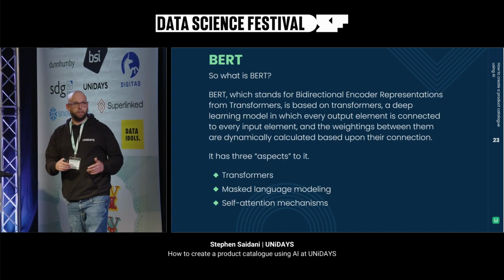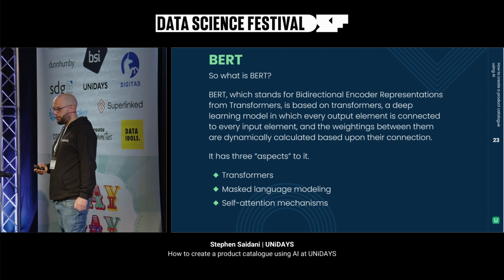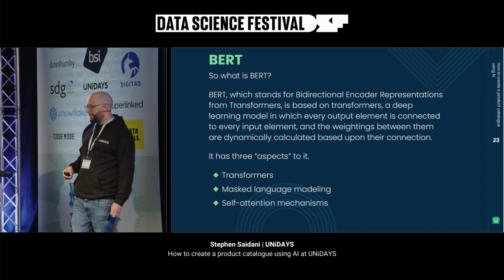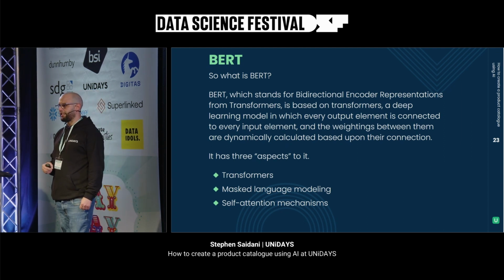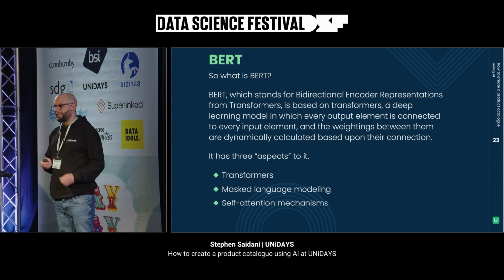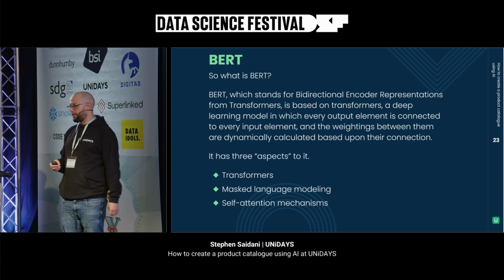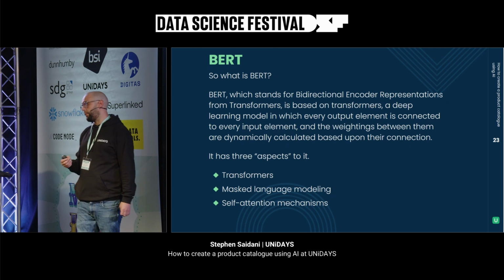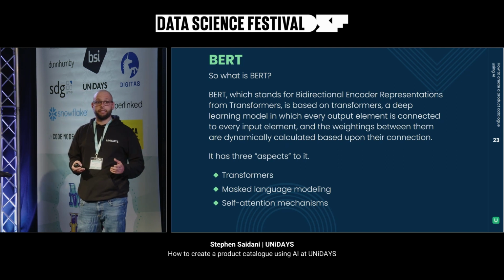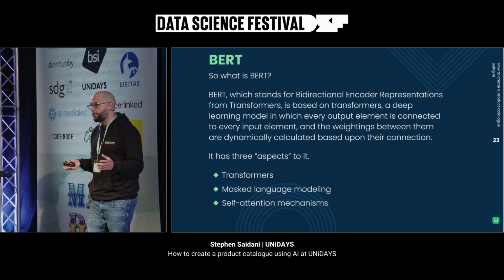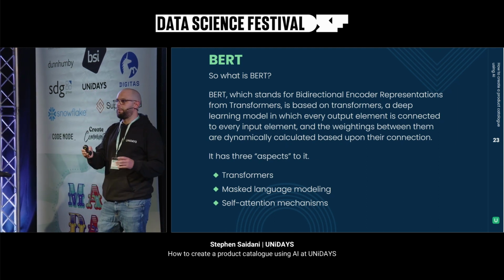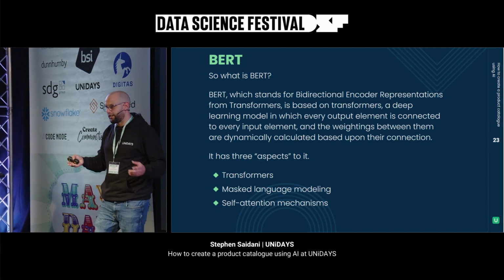Okay, I don't think there was a lot on BERT in the previous talk, so we'll just quickly go over what BERT is. BERT, which is bi-directional encoded representation for transformers, really difficult to keep saying that, is based on transformers, a deep learning model in which every element is connected to every other input element, and the weights between them are dynamically calculated based on the connections. This was really good, because it works on context. It doesn't just try to predict one word, but predicts the word based on all of the other words in your text or your sentence.